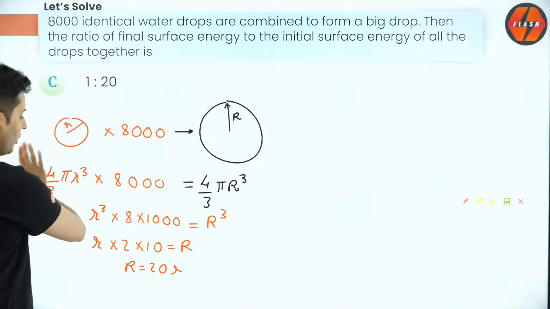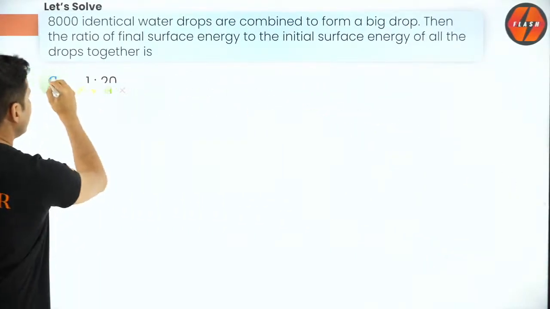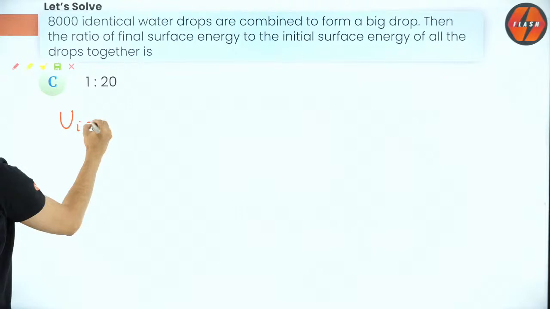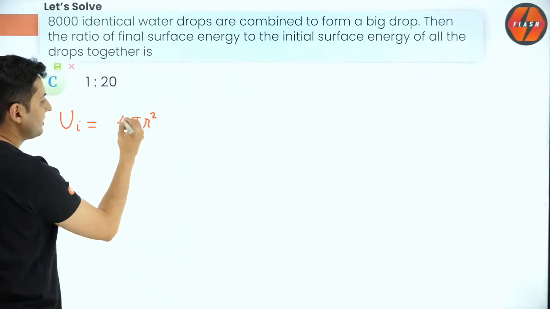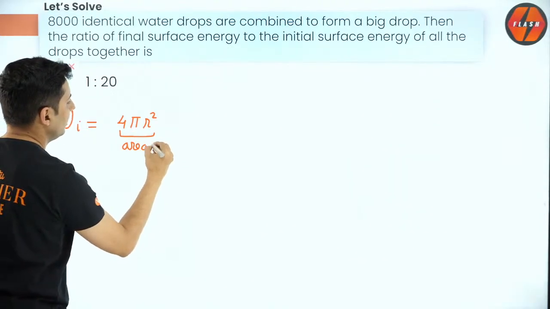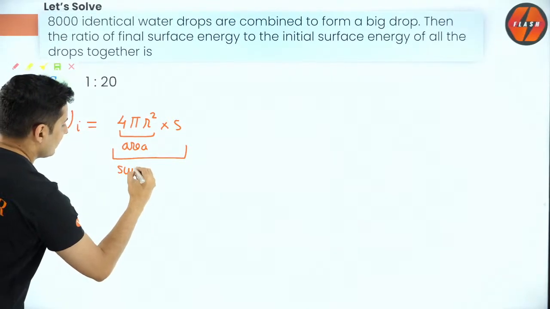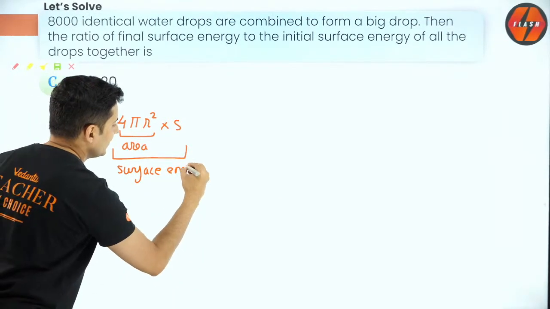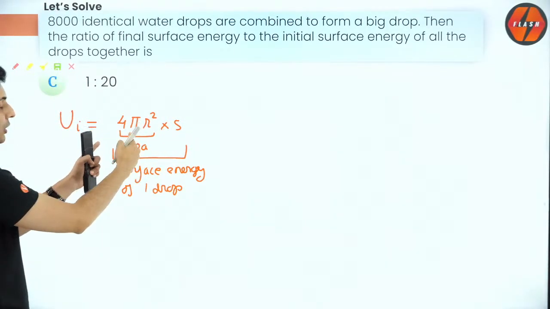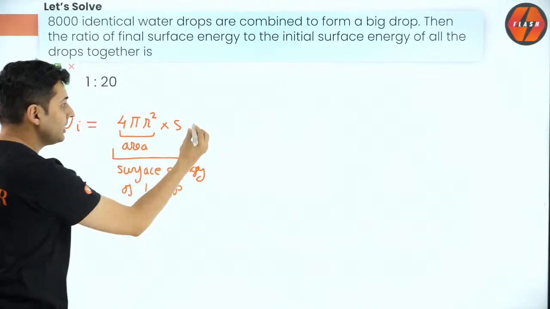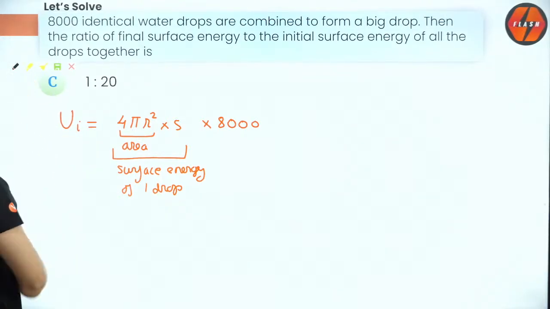Now, I'm going to erase this because I'm not going to need it. Now, think about what was the initial energy. Initial energy will be 4 pi r square. This is the area, into surface tension. This thing will give me surface energy. This is just going to give me surface energy of one drop. Understand? U is equal to S times A. That is what I'm using. But there are 8,000 like that. So that will be the initial energy.